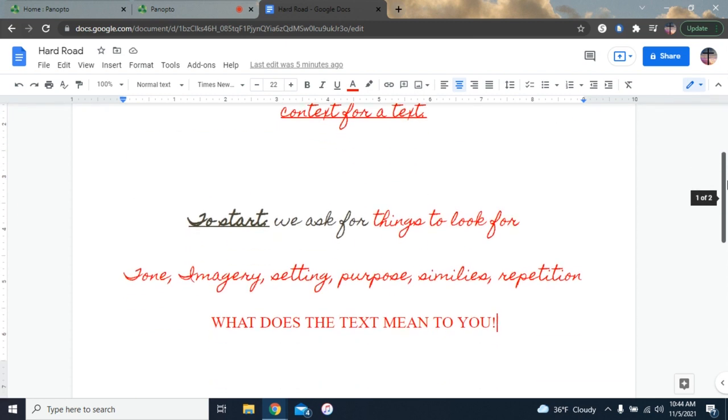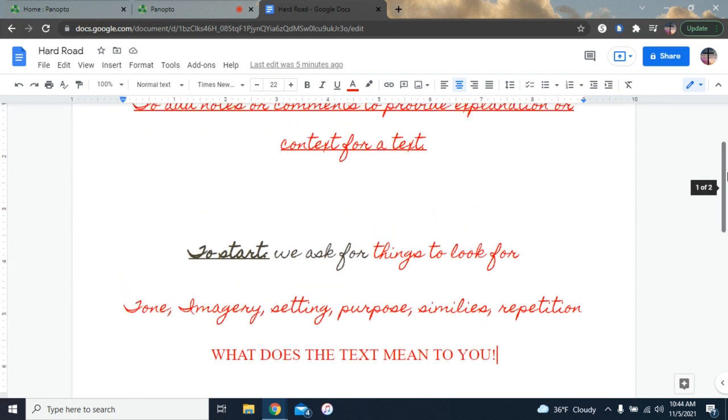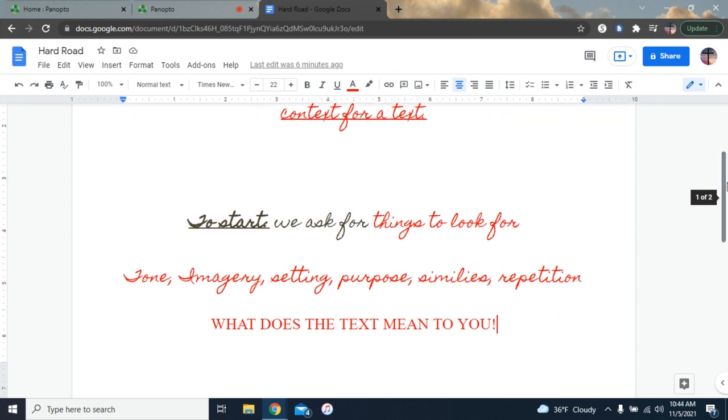To start off, the first thing we should do is ask for things to look for within the text. We can list some literary terms such as tone, imagery, setting, purpose, similes, repetition. But the main thing to remember is annotating is so free as far as your interpretation. So a lot of it is what the text means to you.